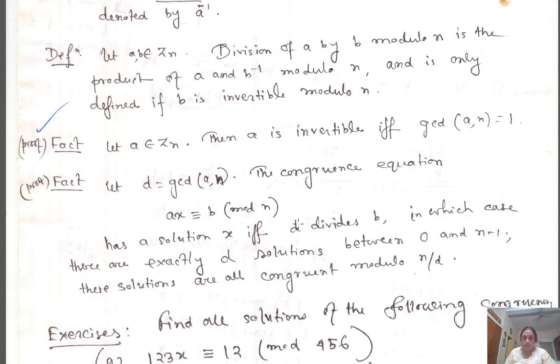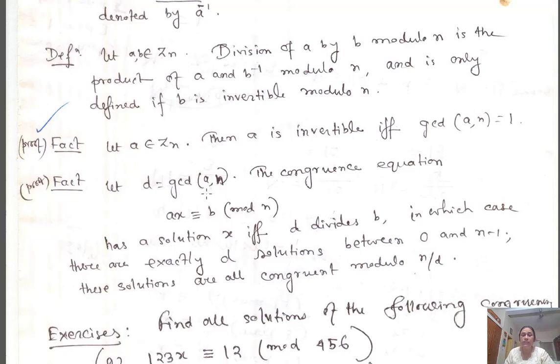So in case D divides B, it has exactly D solutions between 0 and n minus 1. Whatever solution you get should be in Zn, the solution modulo n. That means the solution x will be between 0 and n minus 1. D many x values satisfy this equation. These solutions are all congruent modulo n over D. And this D is the GCD.